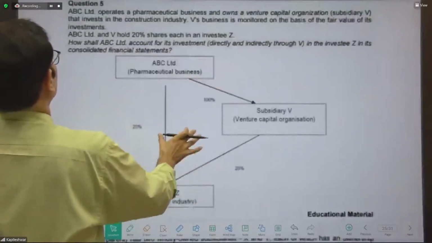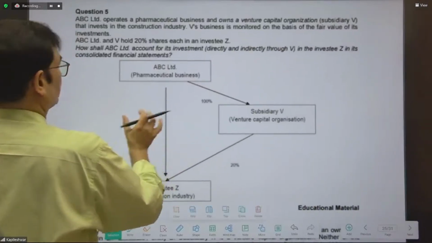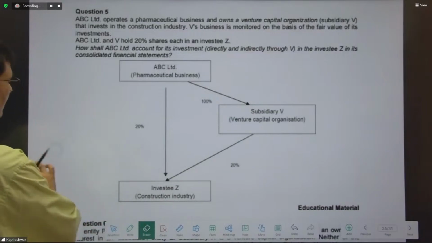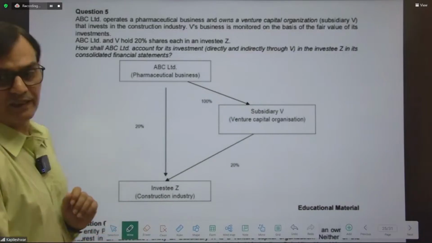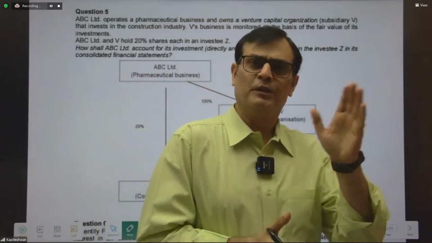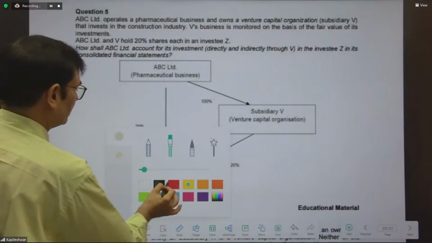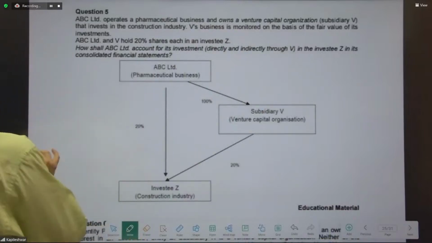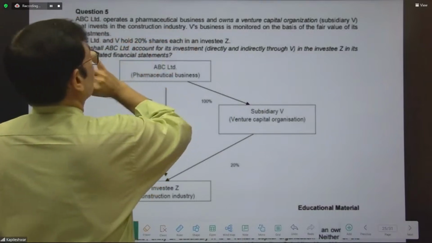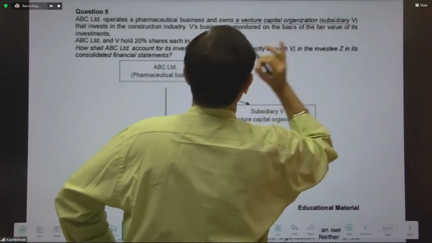Okay, first we'll look at question number 5, and then we'll look at question number 6. So we'll do two questions with you. One is question 5 and one is question number 6. They're both in the education material. Interesting questions. You'll be able to manage the questions in the study. Let's have a look at question number 5. It says ABC operates a pharmaceutical business and owns a venture capital organization subsidiary V.